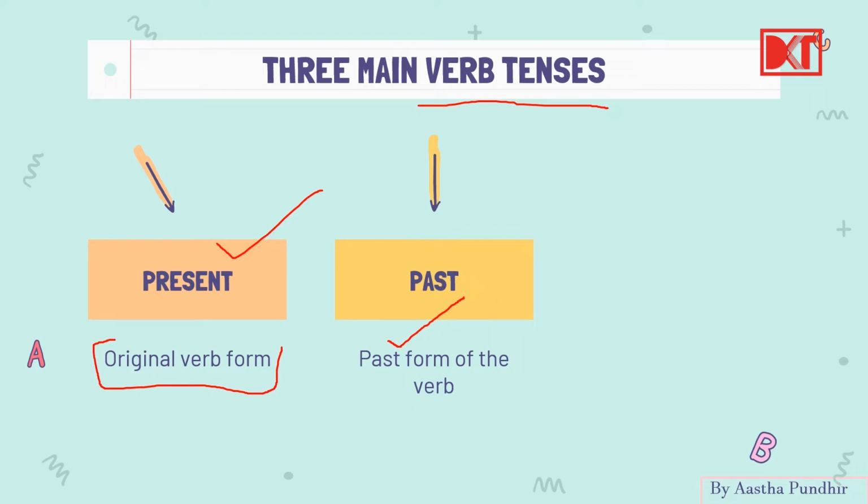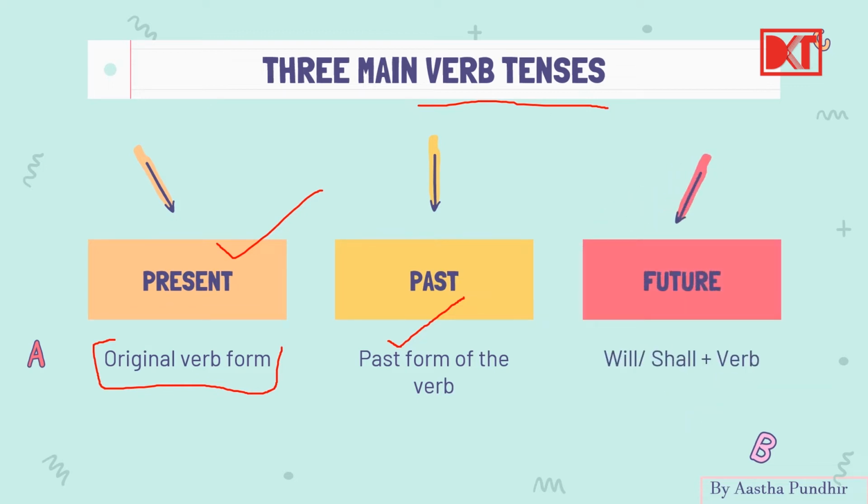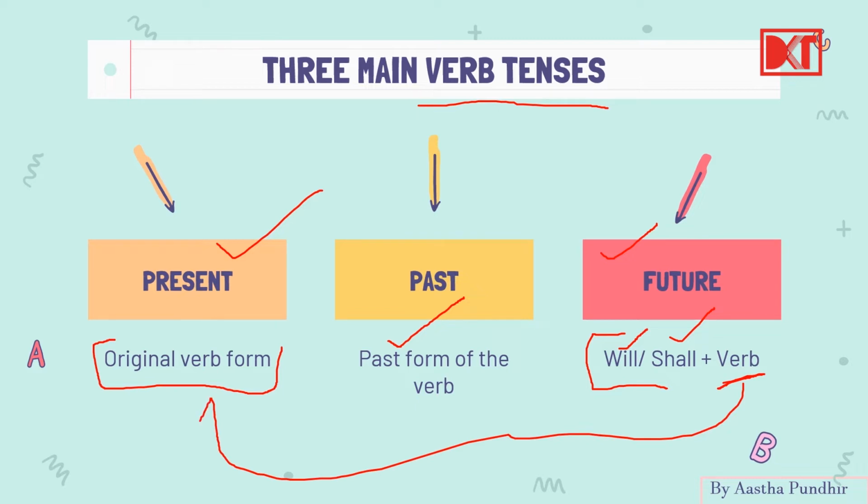So first is the present tense, second is the past tense, and the third one is future tense. And how the future tense is formed is something that will happen. So we use either will or shall along with the verb. And this verb is what? This is the present form of the verb. Alright, so will or shall alongside the verb makes it the future tense. These are the three main verb tenses.